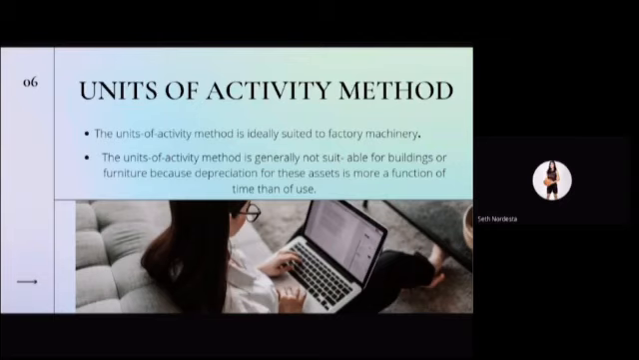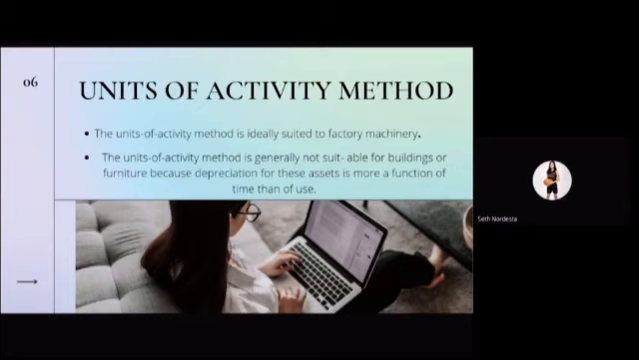The next method is units of activity method. The units of activity method is ideally suited for factory machinery. Manufacturing companies can measure production in units of output or in machine hours. This method can also be used for such assets as delivery equipment or miles driven, and airplanes or hours in use. The units of activity method is generally not suitable for buildings or furniture because depreciation for these assets is more a function of time than use.